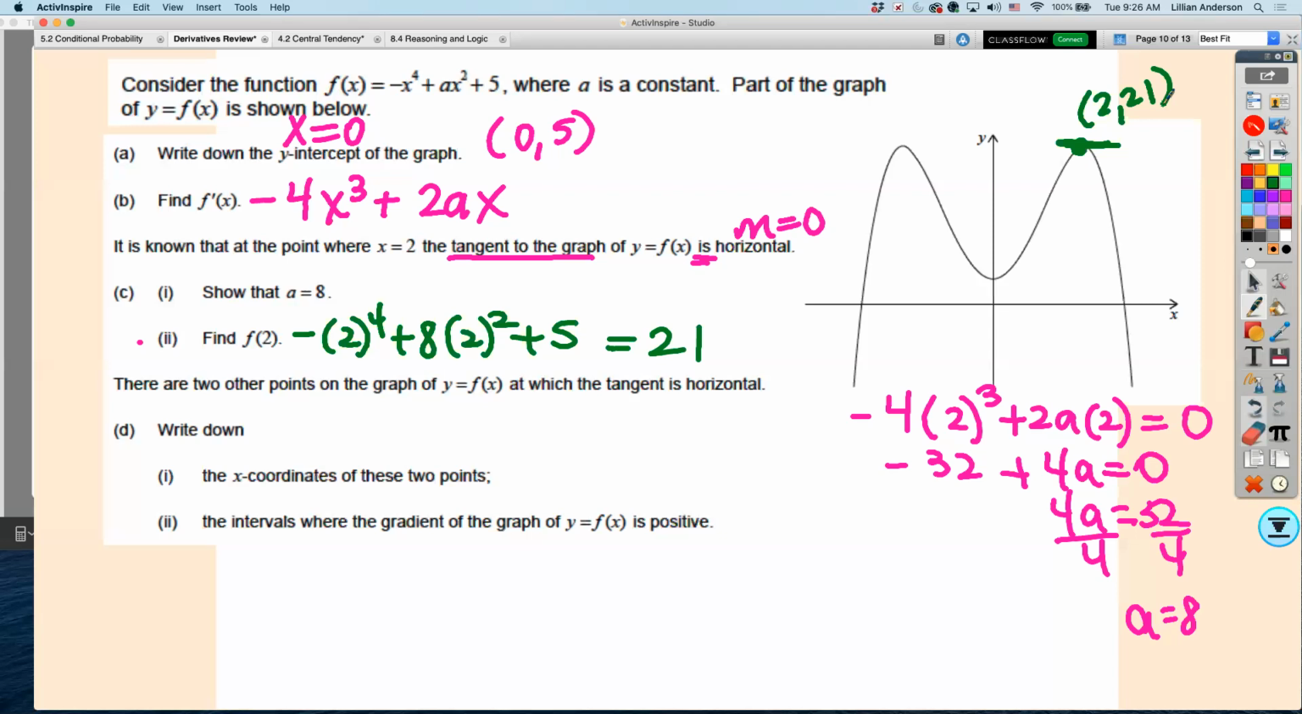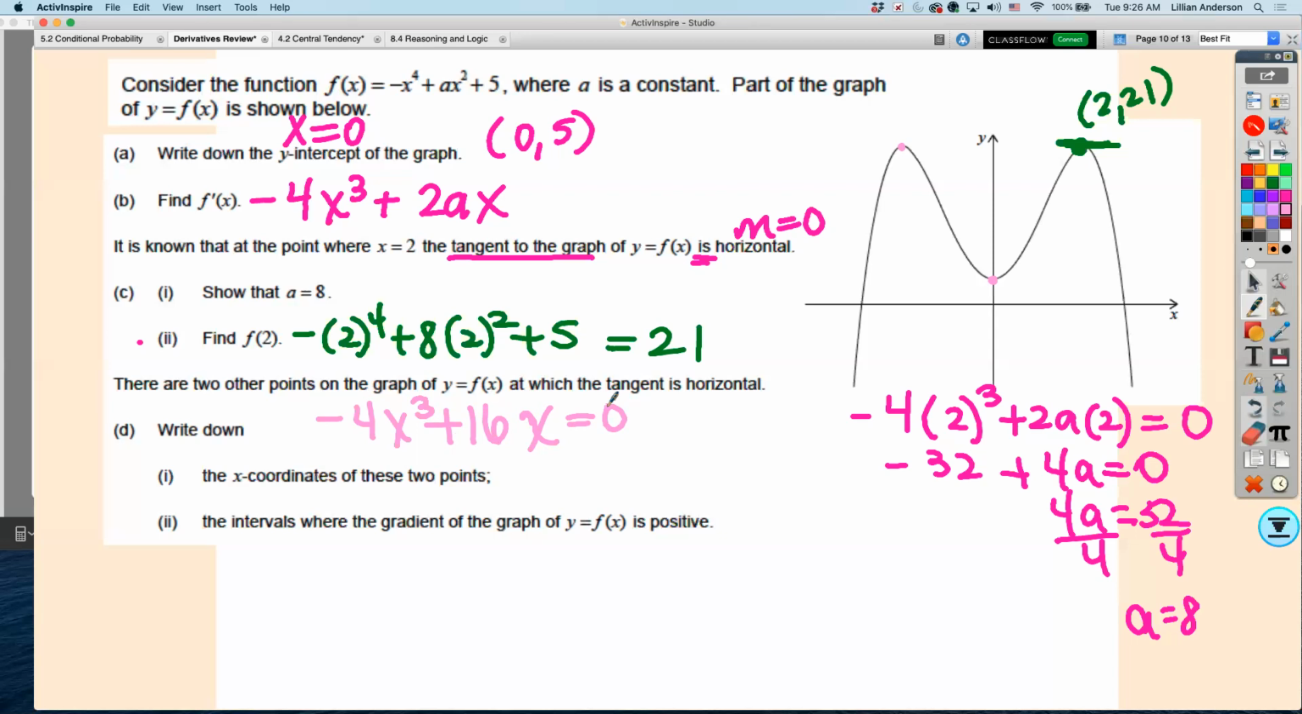Now there are 2 other points where the graph is horizontal, and you can see it. It's here and it's here. It's asking you to write down the x coordinate of these 2 points. You can find this out by a little bit of process of elimination, or you can set the derivative, after I plug in 8 for a, equal to 0.